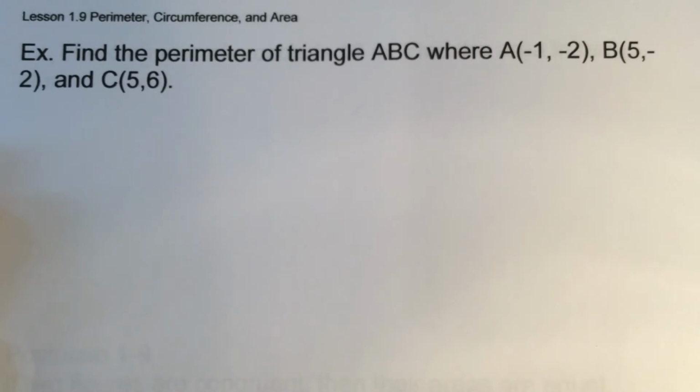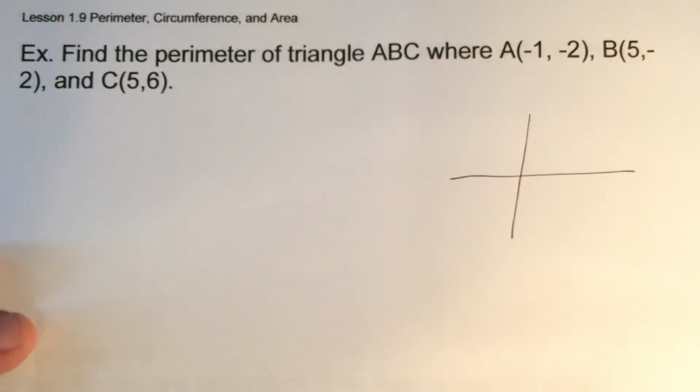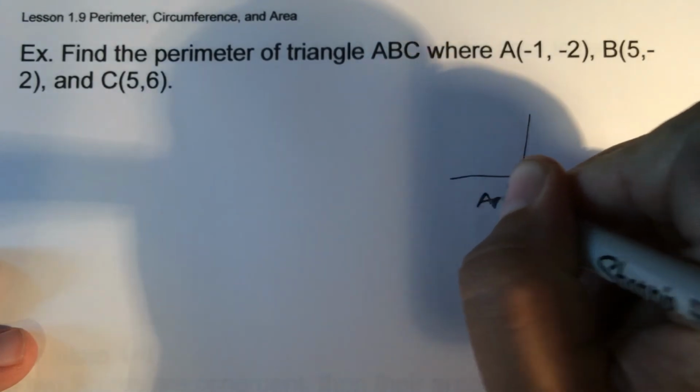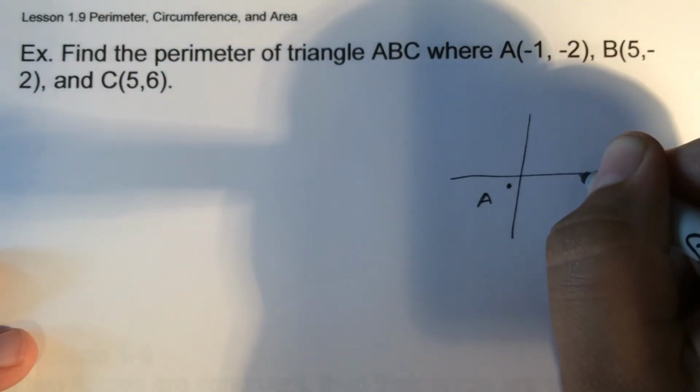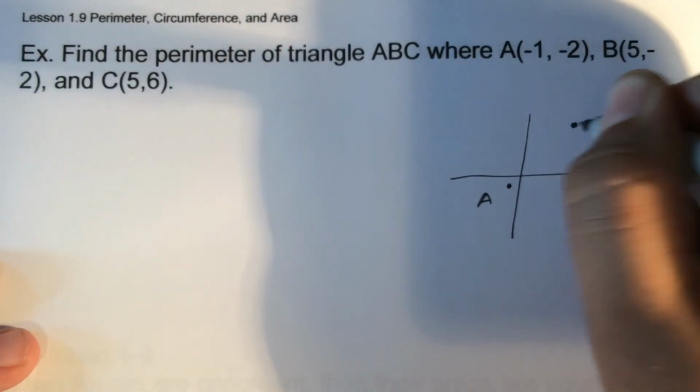So find the perimeter of a triangle. Find the perimeter of triangle ABC, where A is at -1, -2, B is at 5, -2, and C is at 5, 6. So this is where that graph paper comes in handy again, that you would have in class. So if I draw a little coordinate plane, A being at -1, -2. B is going to be at 5, -2. And then C is going to be at 5, 6.